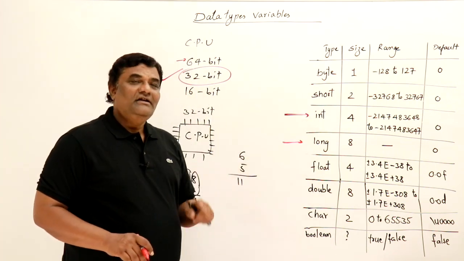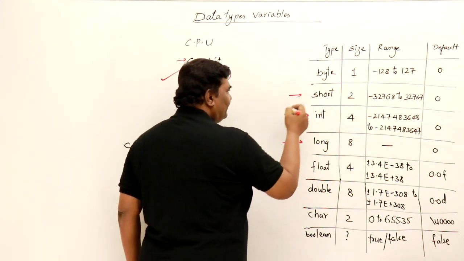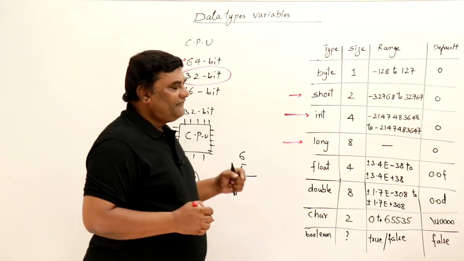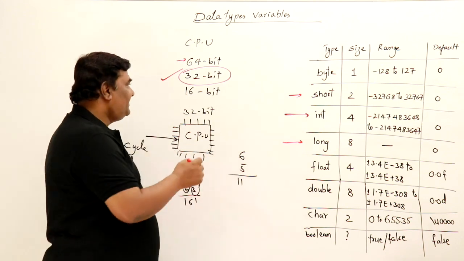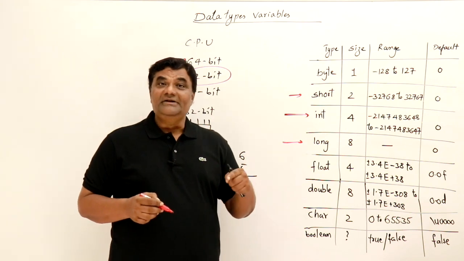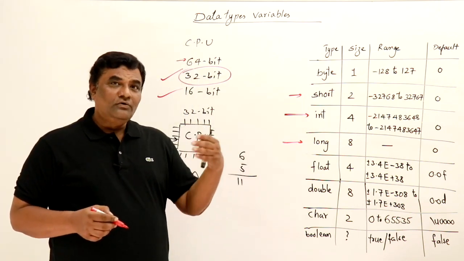This is one reason. Another reason why we have short or byte is that when Java was introduced, a lot of software had been developed using older languages, meant for 16-bit machines. Those languages were already being used, like C, C++ or COBOL, old languages.